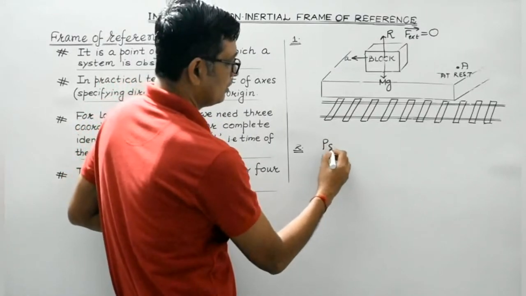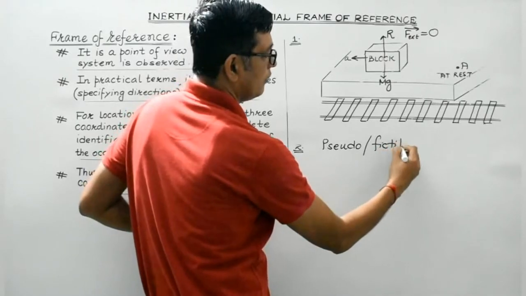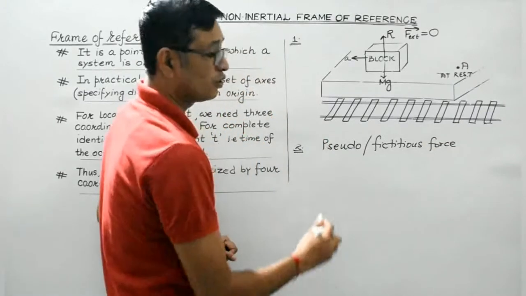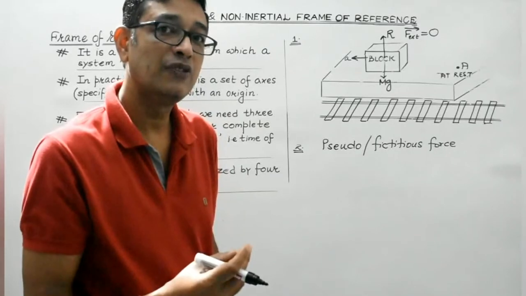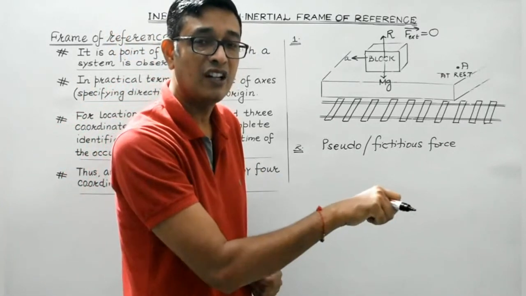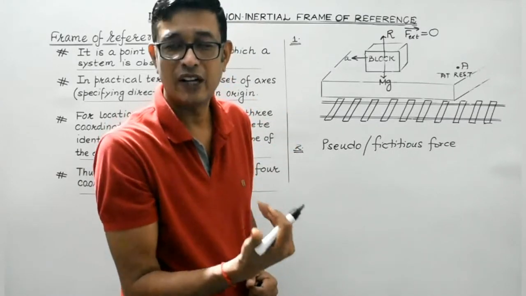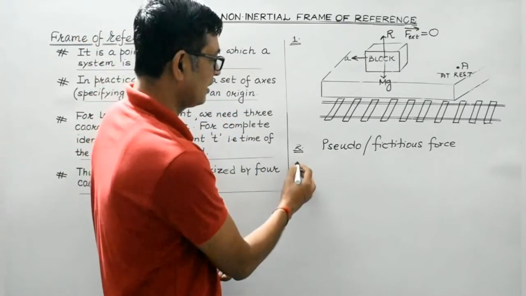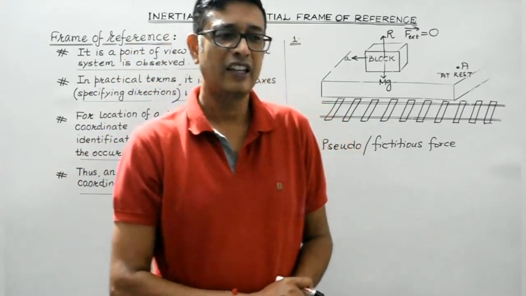So this is known as pseudo or fictitious force. So in case of a turn, the passengers sitting inside the bus experience a force in the radially outward direction. Centripetal force acts in the radially inward direction. Centrifugal force, which is the pseudo force in the non-inertial frame of reference, acts in the radially outward direction. Right?